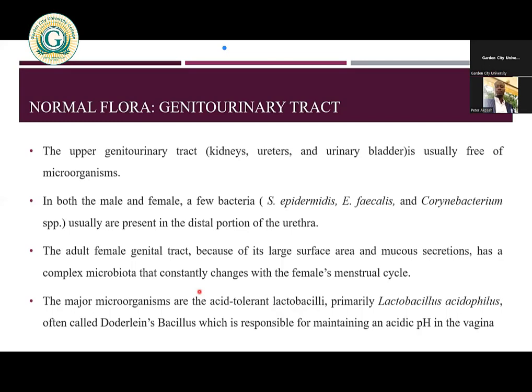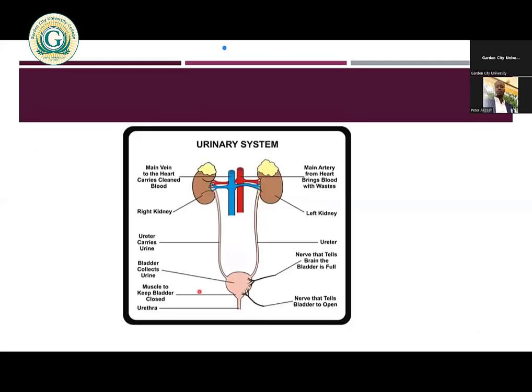All right, then we have the genitourinary tract. Now, when it comes to the urinary system, or genitourinary system, we have the kidneys, the ureters, the bladder, and the urethra.